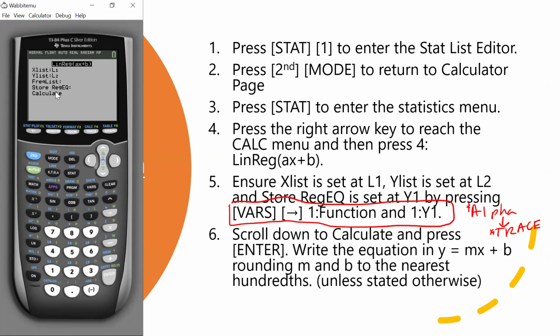so I'm going to come down to where it says store regression equation. I press alpha and I press trace and I want to store it as my Y1. Okay. And I'm going to store it. And now I'm going to calculate. Hit enter. And ta-da! Here's my equation.